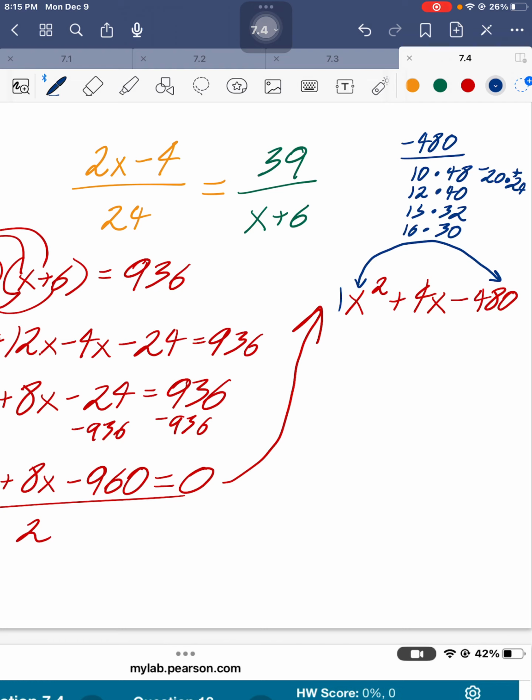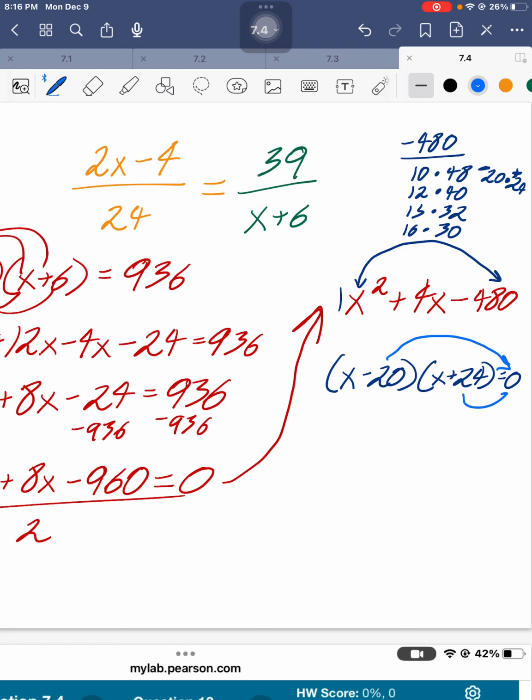I could do negative 20 plus positive 24. And now, what is negative 20 plus positive 24? That's going to give me positive 4x. So my answer is going to be x minus 20, x plus 24 equals 0.